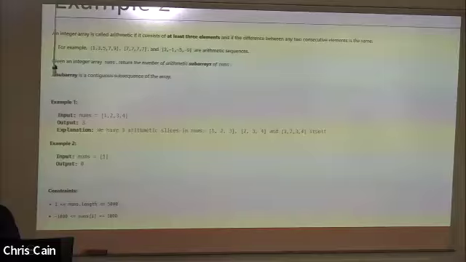So we're going to take a very long array and we want to find the number of arithmetic subarrays of that array. So we need at least 3 elements that have the same difference between sequential numbers. So the first example down here gives us the array 1, 2, 3, 4. The slices are 1, 2, 3, 2, 3, 4, and 1, 2, 3, 4.